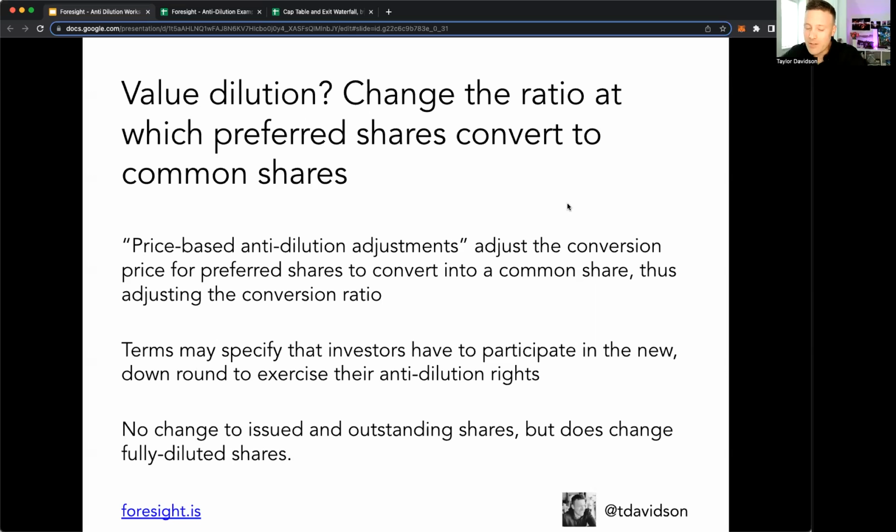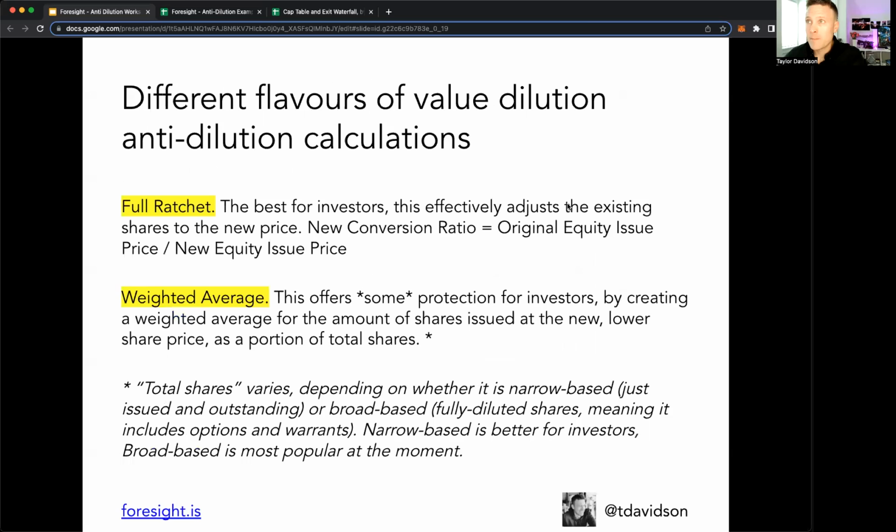The important thing to understand around anti-dilution protections in this way is that you're not changing issued and outstanding shares. So remember, you have issued and outstanding shares, which is the actual shares that everyone owns. If you're adjusting the conversion ratio, you're not issuing new shares, so you're not impacting issued and outstanding. You are impacting fully diluted, because on a fully diluted as-converted basis, the number of preferred would change. And so this is where it's important to maintain the difference between issued and outstanding and fully diluted. And we'll show you in a spreadsheet how this works and how to think about this.